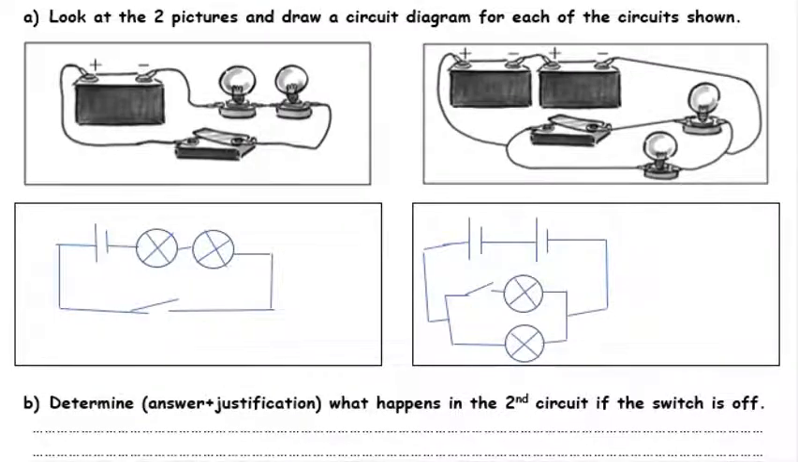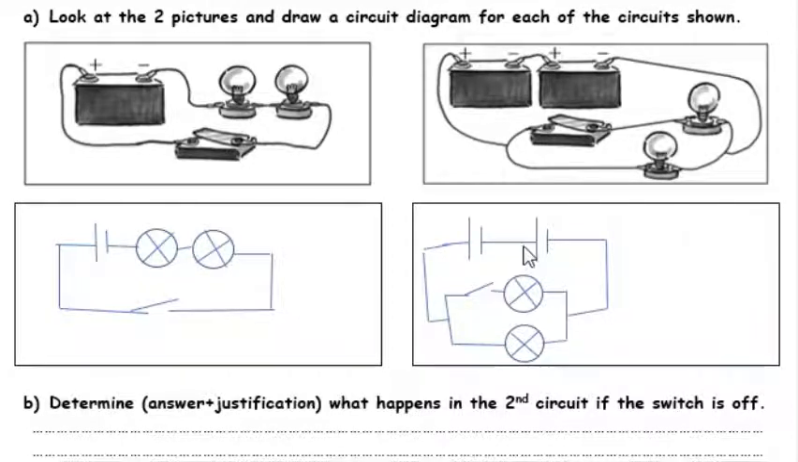In part B of this question, we have to determine what happens in the second circuit if the switch is off. So the switch is open, is not on, it's off. So we should tell and explain what will happen to the light bulbs, if they will light up or not, and for sure we have to tell why.